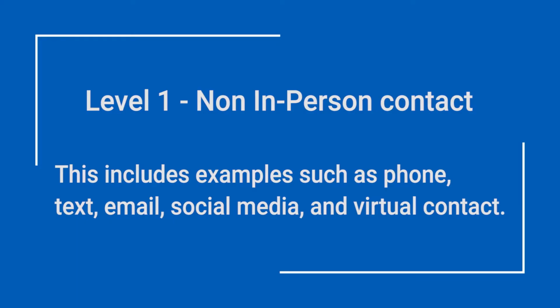Here in Clackamas County, we have 5 different levels of contact. In order to best describe them, I'm going to give you some examples. Please keep in mind this is not an exhaustive list, so feel free to ask questions or discuss additional options when speaking with an advocate or PO. The first level is non-in-person contact. This includes examples such as phone, text, email, social media, and virtual contact.